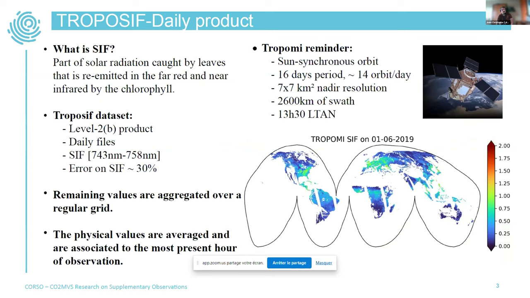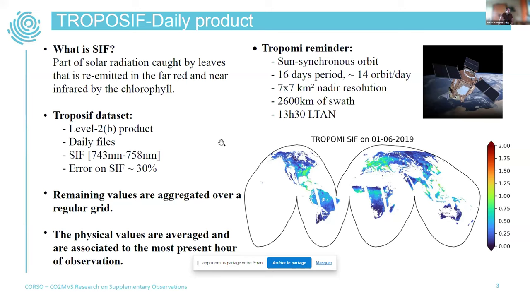So the product that we want to assimilate into our surface model is SIF, solar-induced fluorescence. This is the part of the solar radiation caught by the leaf that is emitted by the chlorophyll in the far red and the near infrared. This signal is now captured by our heliosynchronous TROPOMI instrument onboard Sentinel-5P. Thanks to TROPOMI's characteristics, with its 14 orbits per day and its large swath, we are able to capture the whole globe within a day. As you can see, you have an example of SIF measurement over the whole globe.